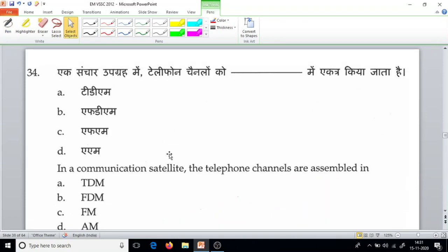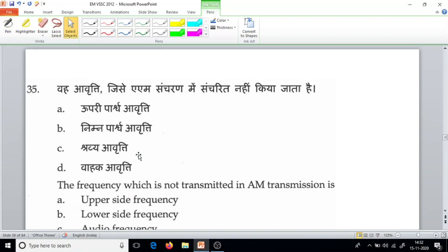Question number 34. In a communication satellite, the telephone channels are assembled in, we always use frequency division multiplexing, so that at a time we can carry many channels. FDM, frequency division multiplexing.